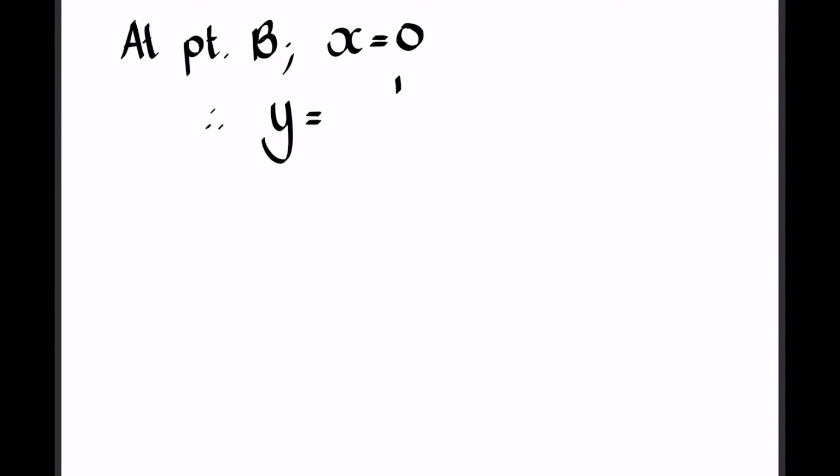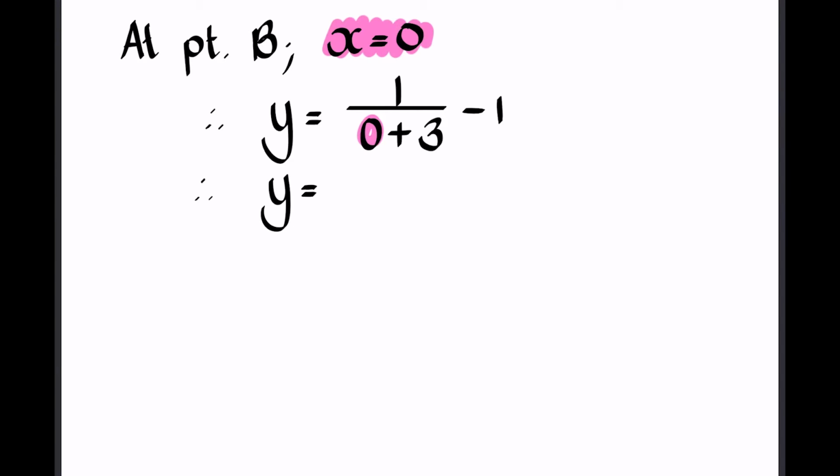Okay, at point B, we know that x is equal to 0. Why? Because point B is the y-intercept. So therefore, the equation is y is equal to 1 over x plus 3 minus 1. But x is 0, so 0 plus 3 minus 1. So I'm saying that this x equals 0 becomes the 0 over there. So therefore, y is equal to, obviously I just type that straight into my calculator, and I get negative 2 over 3.